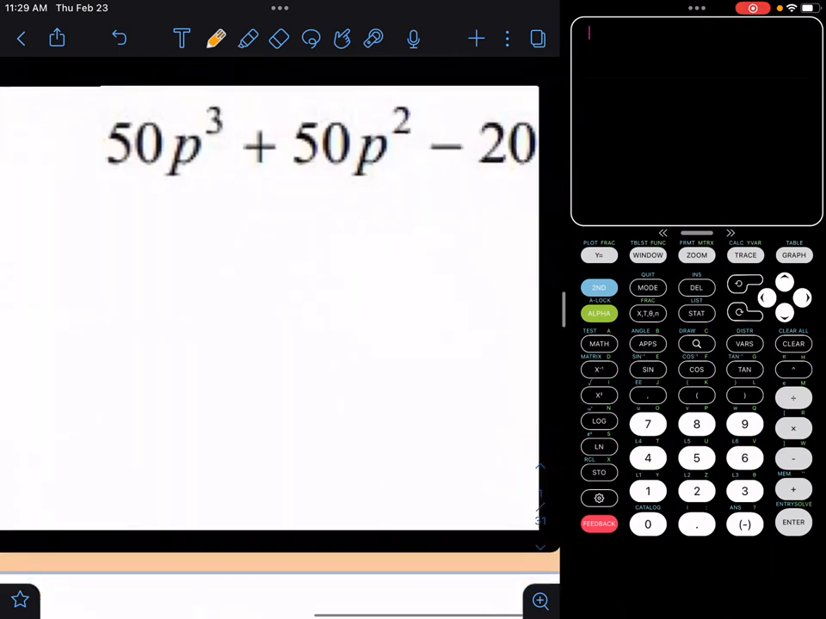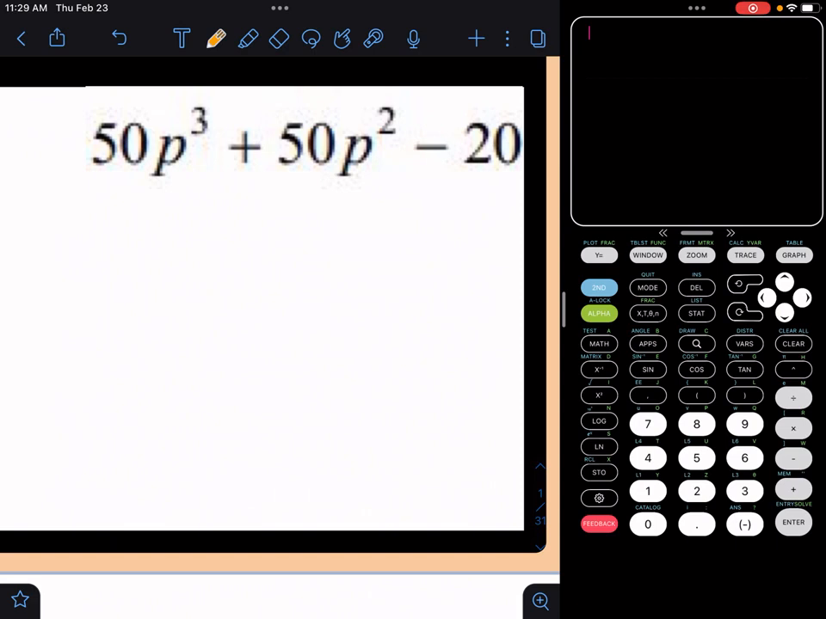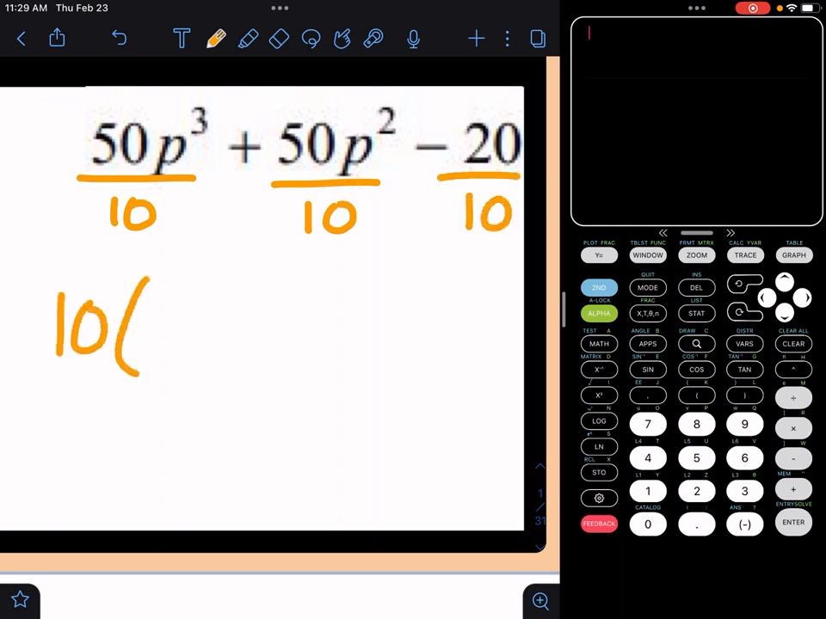Let's look at this next one. So what can we take out of 50, 50, and 20? I know I could take out 5. Is there anything bigger? I can't take out 20. 10. 10 works. And I'm not going to be able to take out a p because each thing here doesn't have a p. So my GCF is just 10.